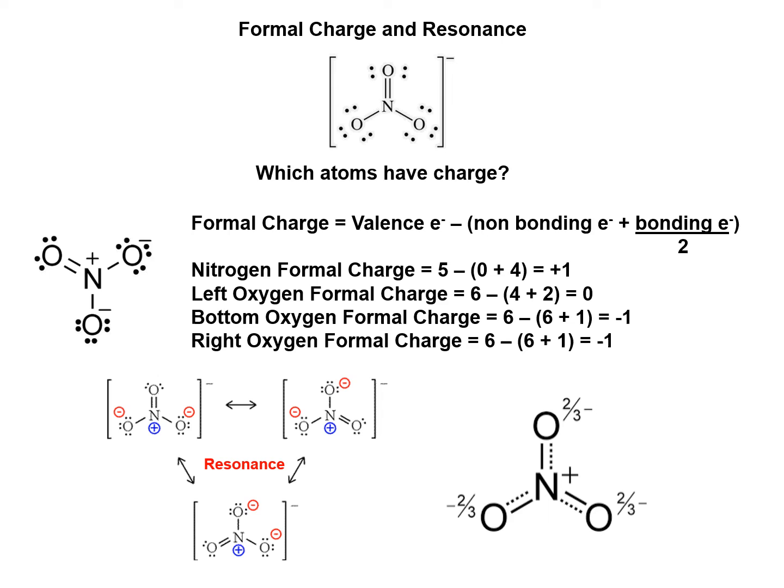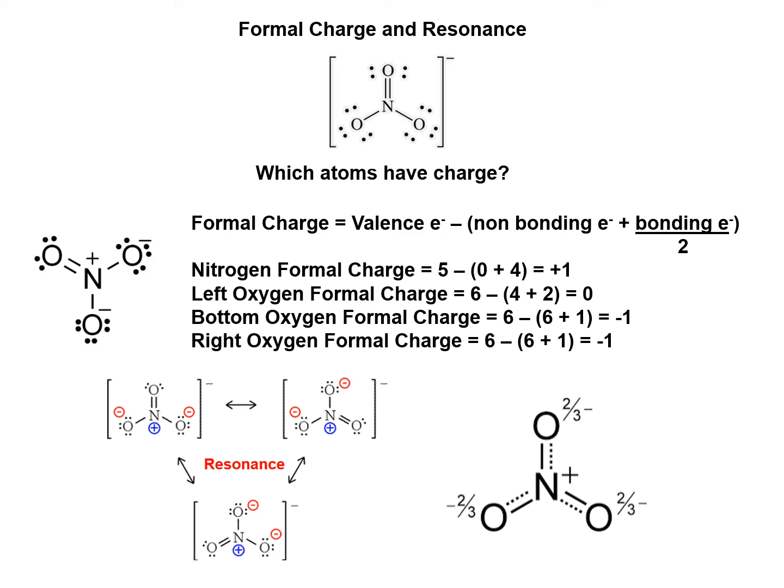So we use the formula for formal charge as valence electrons minus non-bonding electrons plus bonding electrons divided by 2, also known as the number of bonds. So if we look at nitrogen formal charge to the right, nitrogen has a valence shell electron count of 5 minus the non-bonding electrons of 0 plus the number of bonds, which is 4, which equals +1, 5 minus 4.